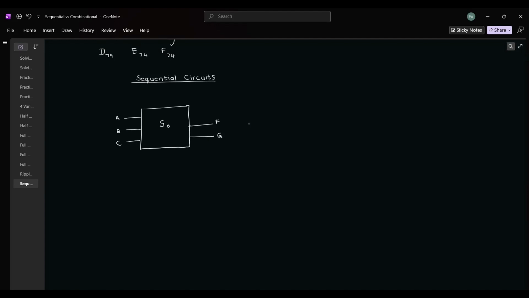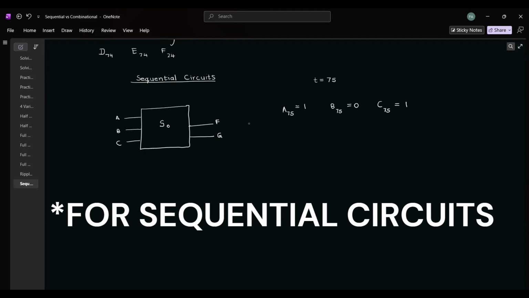There can be two outputs because we learned in half adders and full adders that if you have a block of circuit, you can have two or more outputs if you arrange gates in a specific manner. Now let's say when t equals 75, A75, B75 and C75 are given, and let's say they are 1, 0 and 1. But they can't say what F will be based entirely on just these three inputs.